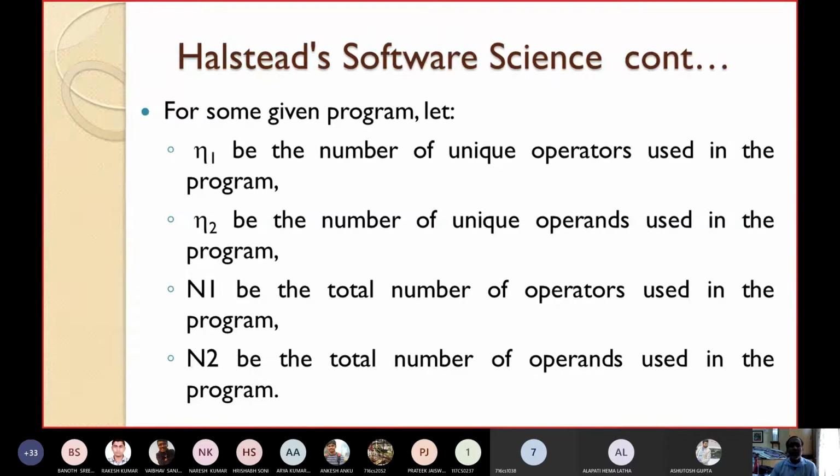So Halstead has taken these parameters. For some given program, let eta 1 be the number of unique operators used in the program. What are unique operators? Plus, minus, if then else, or switch, etc. Eta 2 be the number of unique operands used in the program. N1, capital N1, be the total number of operators used in the program, and capital N2 be the total number of operands used in the program.